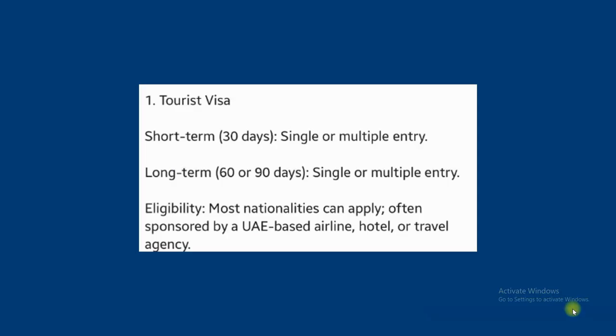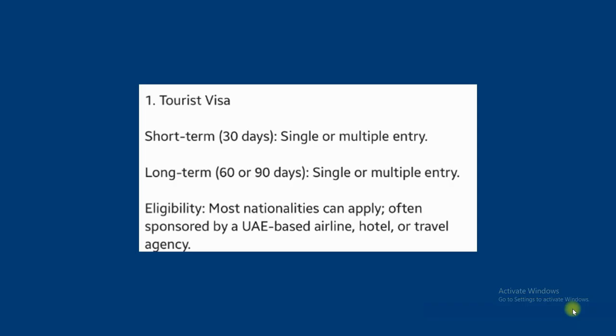So, what is the duration of this visa? This visa is a 30-day short-term visa. This visa has single or multiple entry. Long-term tourist visa provides 60 to 90 days duration of stay in UAE. And here also you have single or multiple entry.